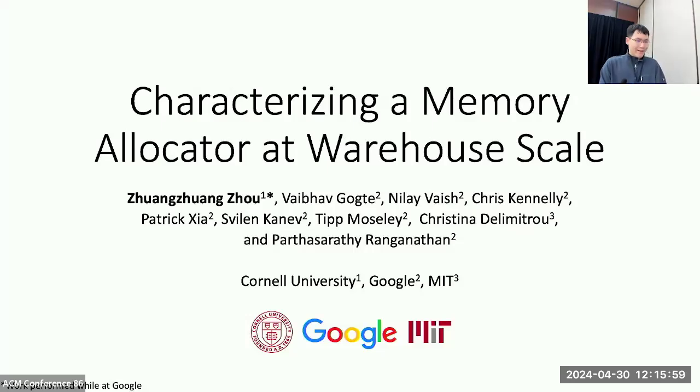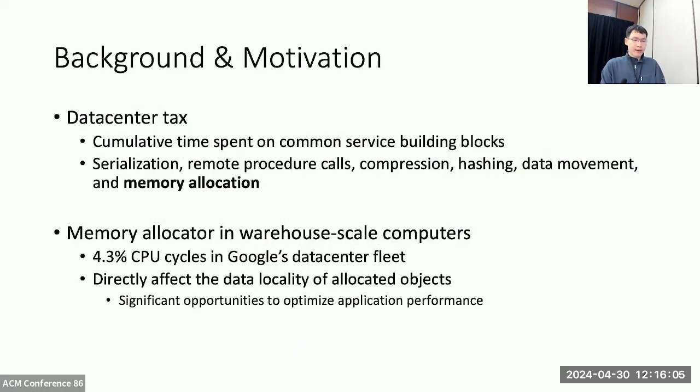Yeah, sure. Hello, everyone. I'm really honored to be here to present our work, characterizing a memory allocator at warehouse scale. Data center tax is the cumulative time spent on common service building blocks of diverse data center applications. These building blocks include serialization, remote procedure calls, compression, hashing, data movement, and memory allocation. Optimizing the components of data center tax is a promising way to improve the efficiency and performance of the entire data center fleet, as all classes of applications can benefit from such optimizations.